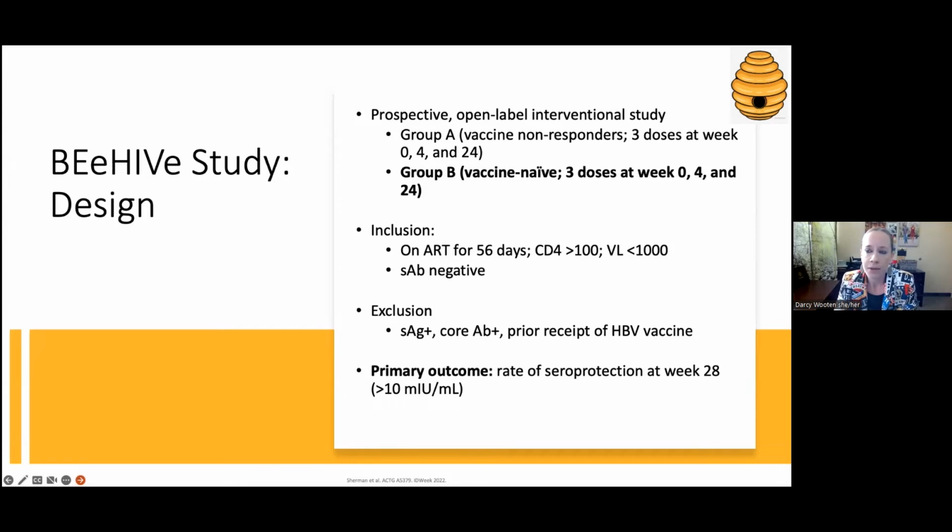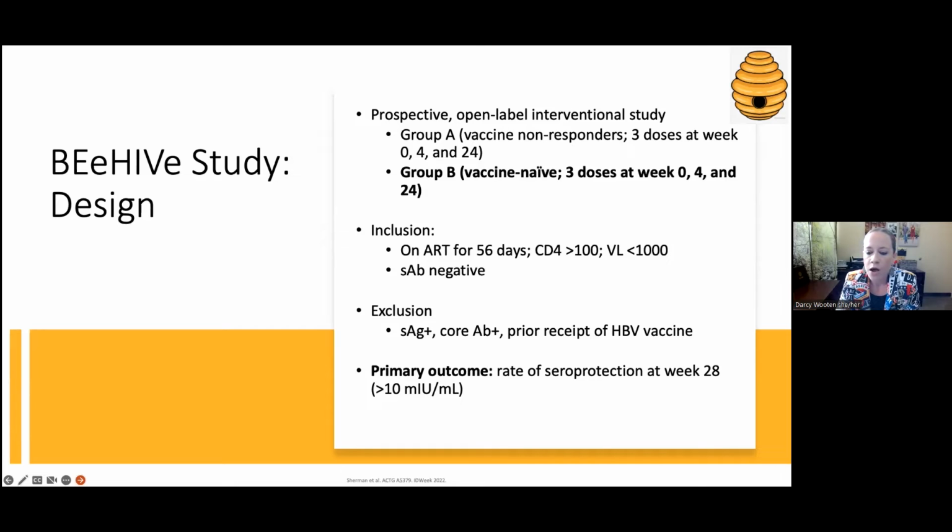Group B is looking at people with HIV who are vaccine naive, and then they received 3 doses of the vaccine at week 0, 4, and 24. So the inclusion criteria were people had to be on antiretroviral therapy for at least like 2 months or so and have somewhat of an immunologic response. Of course, they had to be surface antibody negative, and couldn't have any evidence of prior hepatitis B infection or exposure. So were surface antigen negative, core antibody positive, or if they had received the hepatitis B vaccine before, all of those people were excluded.